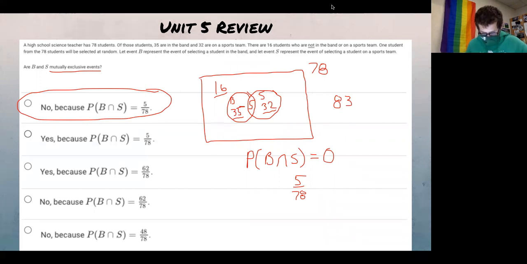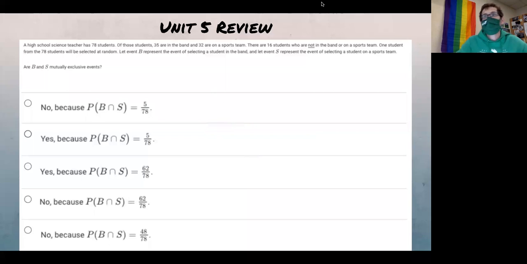Is this fun? Do you guys miss doing probability more often?